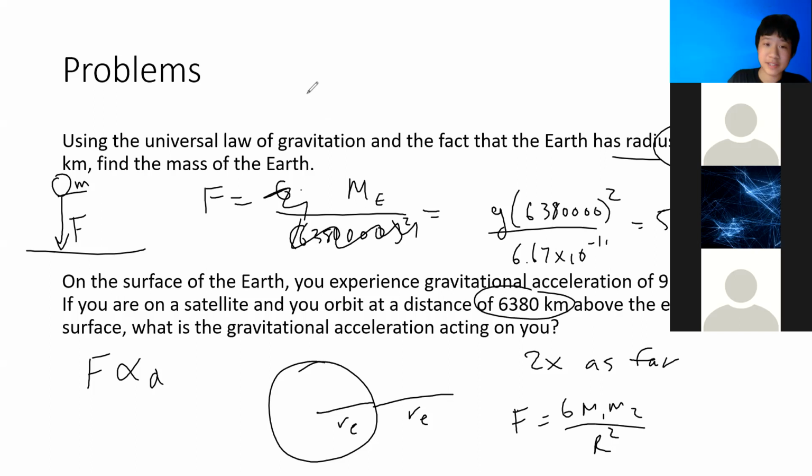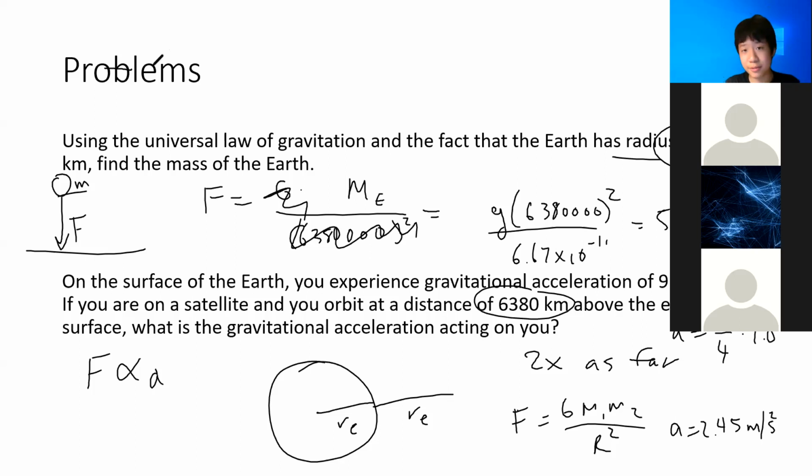So if r is 2 times as big, then the force is 1/4 of the force on the surface, right? Because, does everyone understand? If r is 2 times as much, then r squared will make it 4 times. And since it's inversely related, the force will be 1/4 of the force on the surface. And since force is directly related to acceleration, the acceleration is also going to be 1/4 of what it is on the surface. So the acceleration is just 1/4 of 9.8. So we can just do 9.8 over 4, 2.45 meters a second squared.